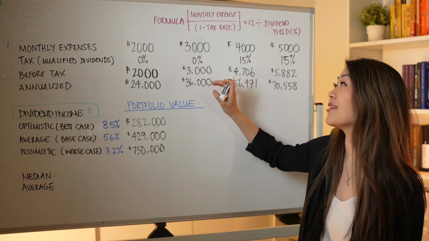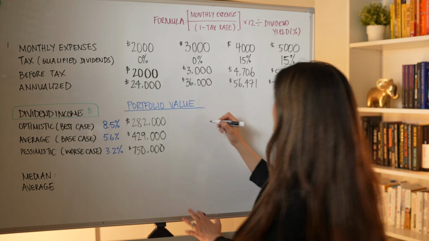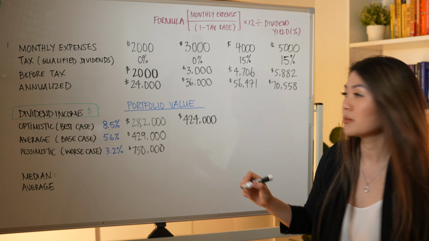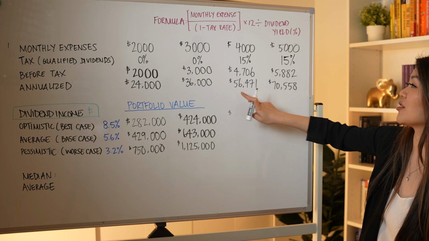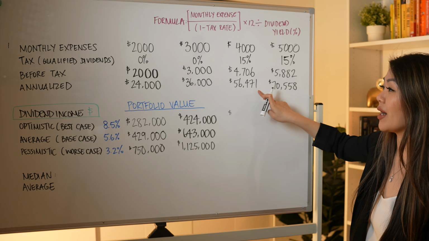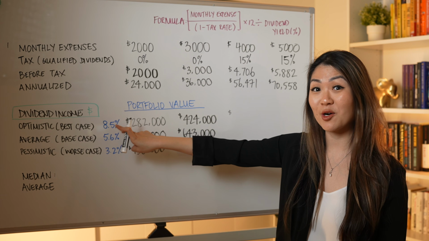So let's do the same thing for $3,000 a month. So for the 4,000, it would be 56,471 divided by 0.085.